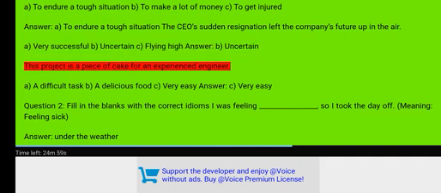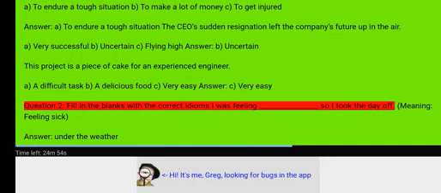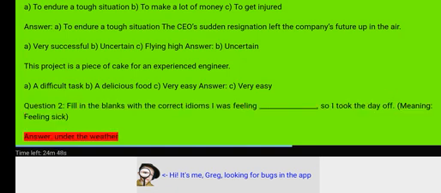Uncertain. This project is a piece of cake for an experienced engineer. A. A difficult task. B. A delicious food. C. Very easy. Answer. C. Very easy. Question 2. Fill in the blanks with the correct idioms. I was feeling blank, so I took the day off. Meaning, feeling sick. Answer, under the weather.